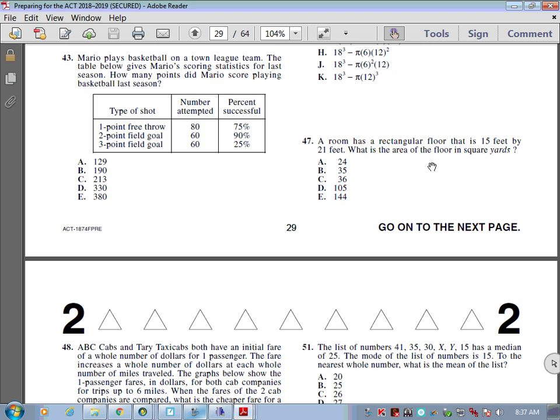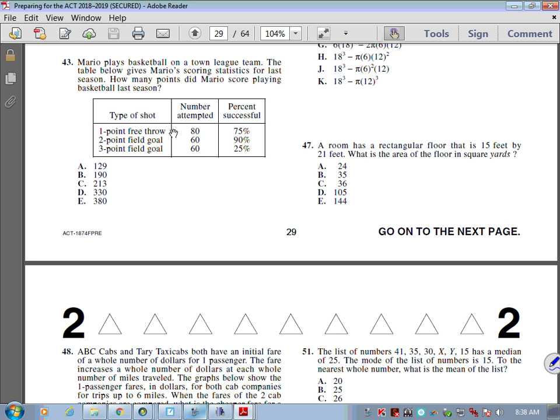Mario plays basketball on a town league team. The table below gives Mario's scoring statistics for last season. How many points did Mario score playing the basketball season last year? Okay, this comes down to what different shots are worth, because we want to know how many points. I almost missed this. So the first thing I need to do is find out what this number actually represents.